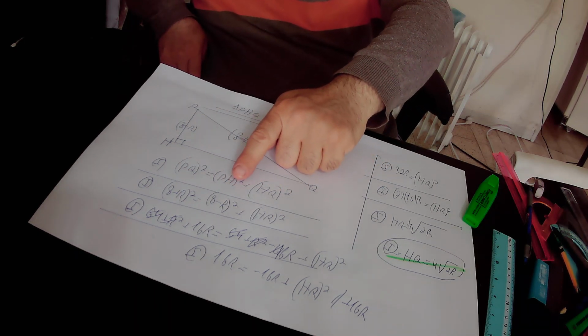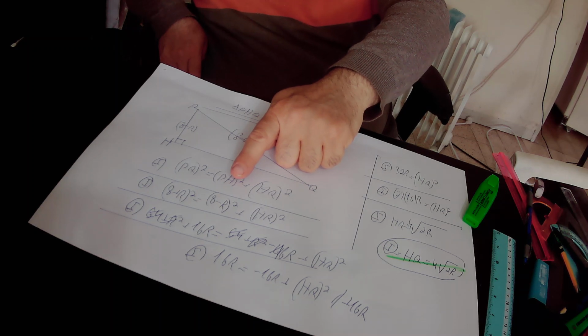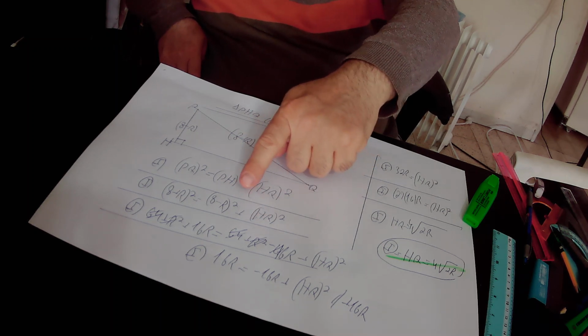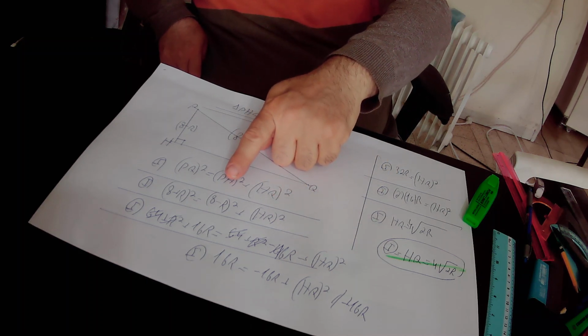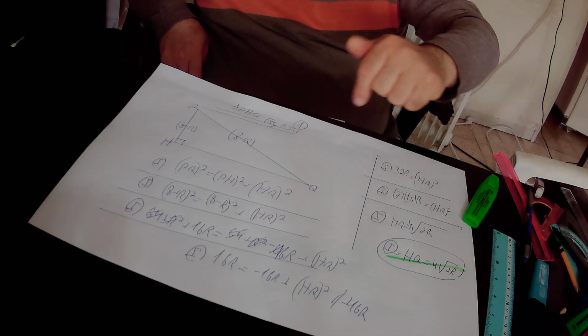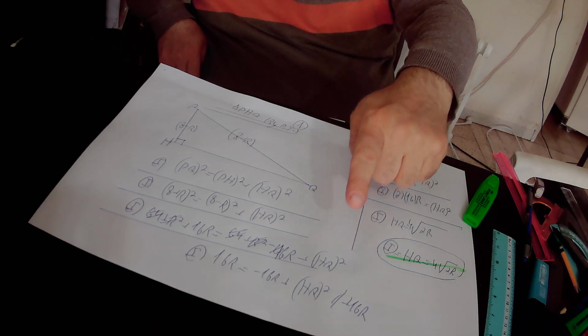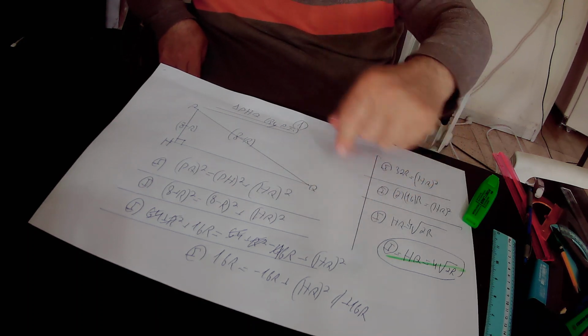On the other side of equation 1, we have (8 minus R) square, which equals 8 square, that is 64, plus R square, minus 2 times 8, that is minus 16, times R, which is minus 16R. Plus HQ square. HQ is the missing side, so we leave it as it is.